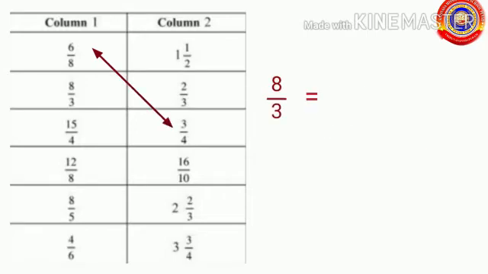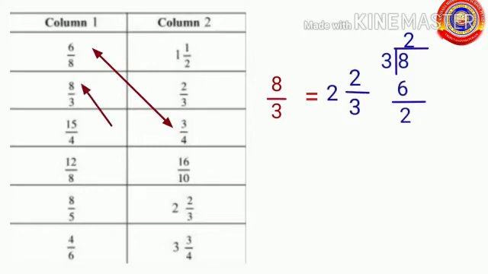Next question is 8 by 3. This 8 by 3 is an improper fraction. For converting 8 by 3 into a mixed fraction, divide 8 by 3. Then we get the quotient 2, remainder 2 and divisor 3. Then 8 by 3 is equal to 2 and 2 by 3.